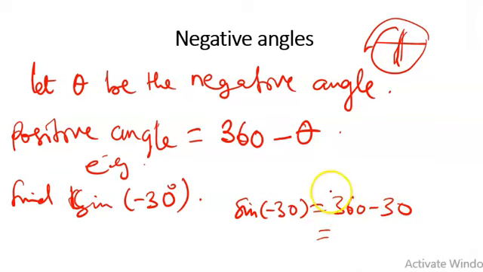And which is the sine here? Sine 330. Compute this using the calculator. That is how we convert a negative angle to a positive angle. Just subtract the angle from 360. So having gone through the negative angles, let's briefly take quadrants.